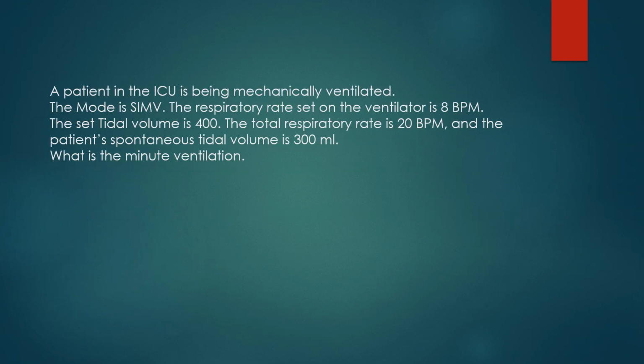Okay, let's see what we figured out here. Here's another little scenario, a little test for you. Got a patient in the ICU, ventilated. He's in SIMV. The respiratory rate set on the ventilator is 8 breaths per minute. Tidal volume is 400. The total respiratory rate is 20, and the patient's spontaneous tidal volume is 300.